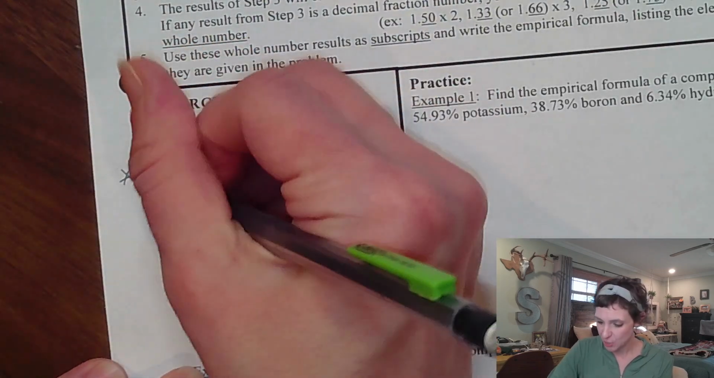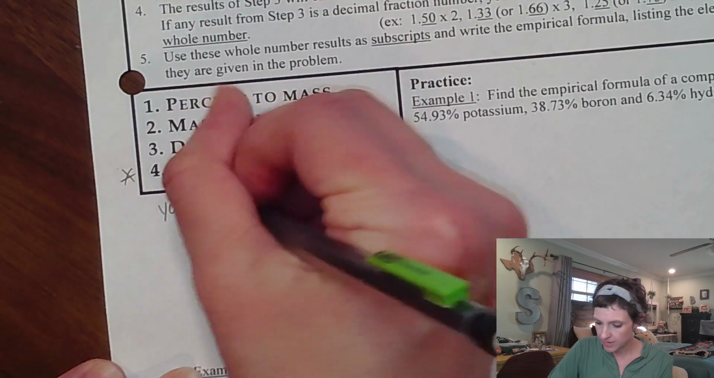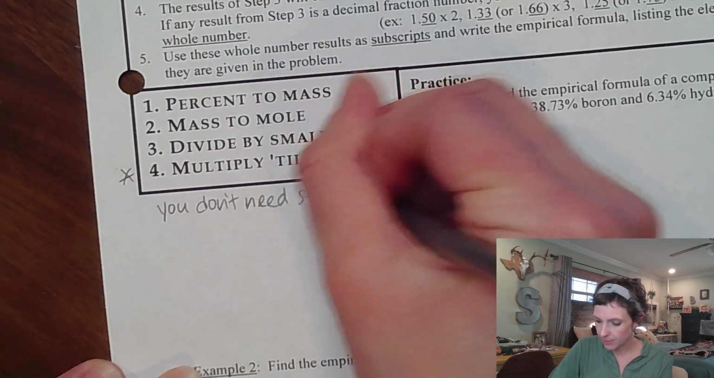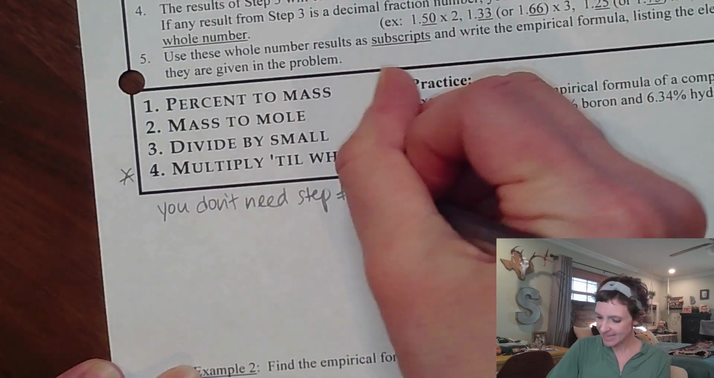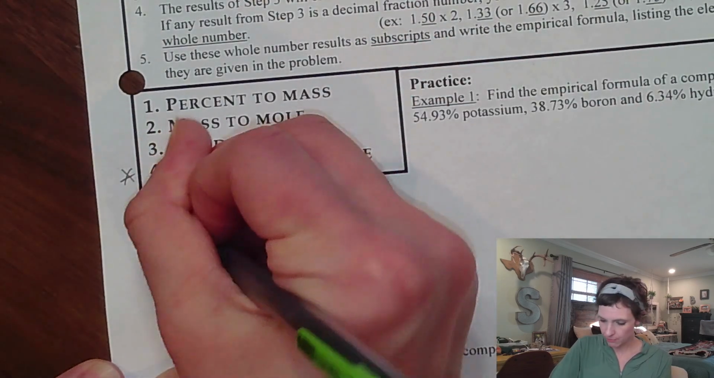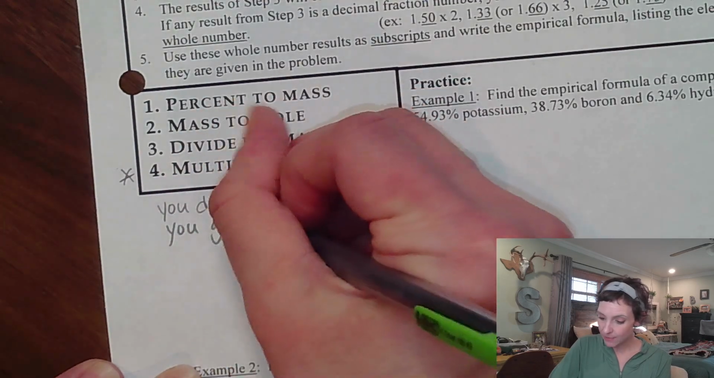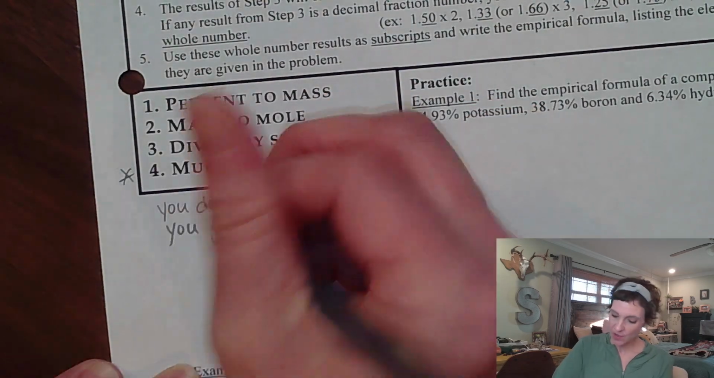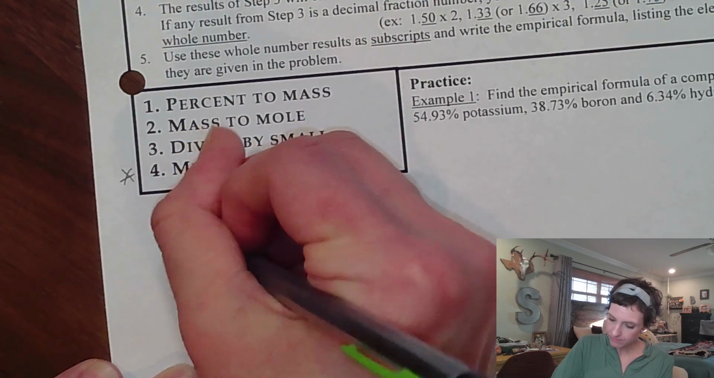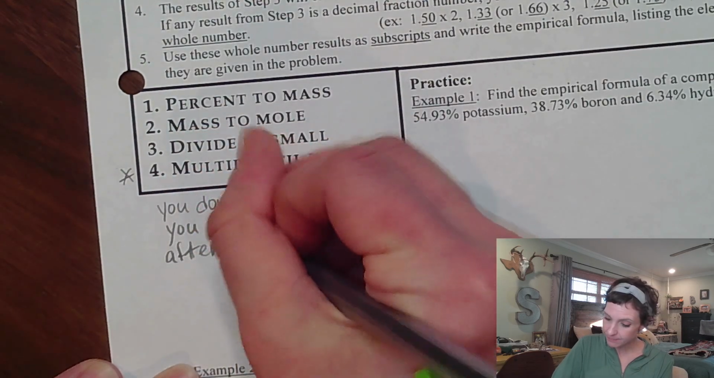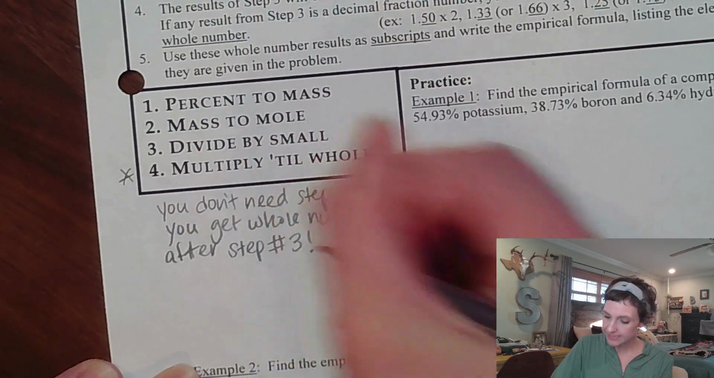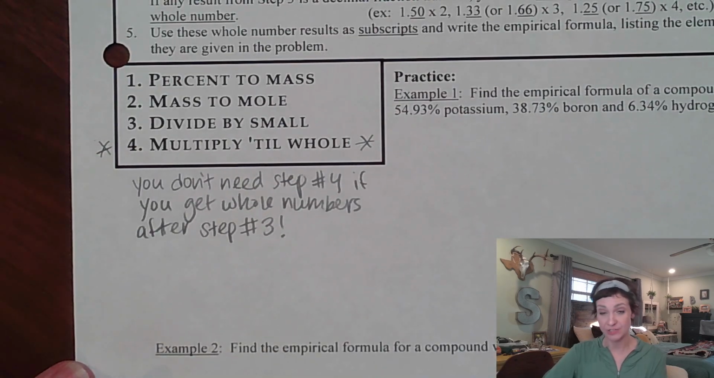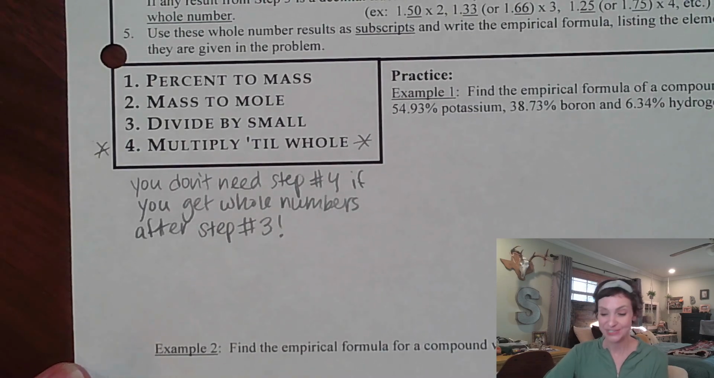So I'm going to write this. You don't need step number 4 if you get whole numbers after step number 3. So I put a little star by this because sometimes you can even stop your poem. Percent to mass, mass to mole, divide by small. And then you are done, which is super exciting.